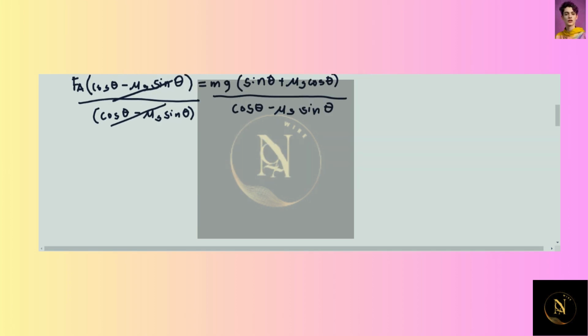F A is equal to mg multiplied by the quantity sine theta plus mu sub s cosine theta over cosine theta minus mu sub s sine theta.